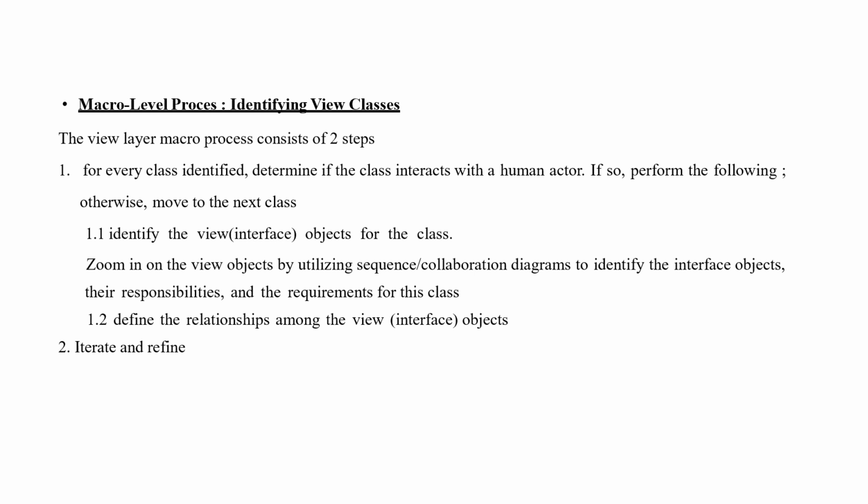The next topic is the micro level process of identifying the view layer classes. The view layer micro process consists of two steps. For every class identified, determine if the class interacts with the human actor, and if so perform the following. Otherwise, move to the next class. Identify the view interface objects for the classes. Zoom in on the view object by utilizing sequence and collaboration diagrams to identify the interface object, its responsibilities and the requirements for these classes. Define the relationships among the view interface objects and identify them.